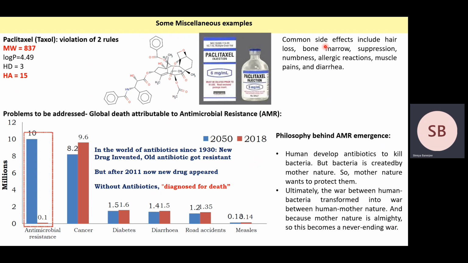Now there is a problem that needs to be addressed, and that is called antimicrobial resistance or AMR. What happens is that as more and more antibiotics are developed to kill bacteria, you have to remember that bacteria were also created by nature. And so through the process of evolution, bacteria develop a resistance to these antibiotics, and the antibiotics no longer work against the bacteria. So we need even newer antibiotics.